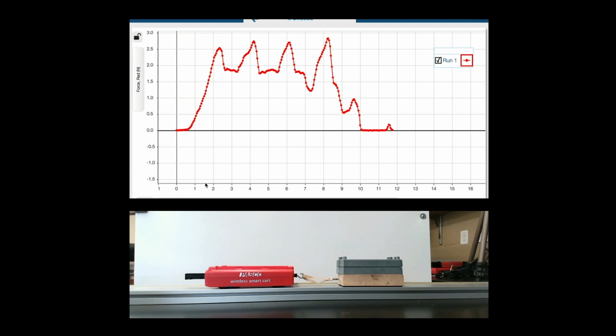And now we're going to change the situation. We're going to add some mass bars to that block and see what happens now.